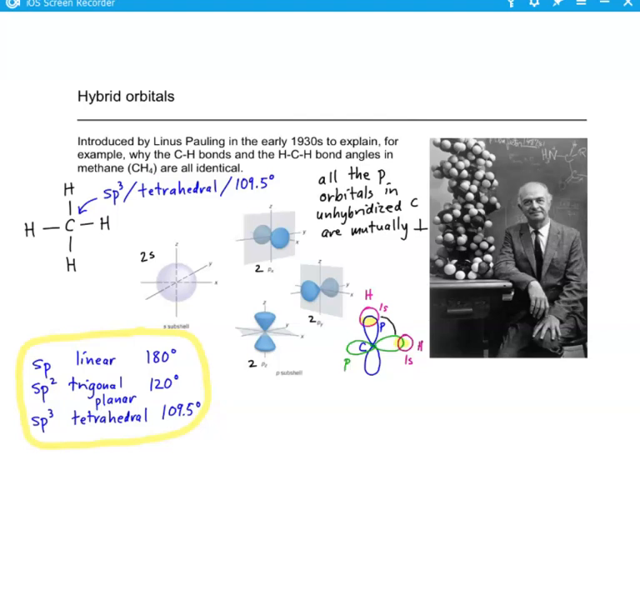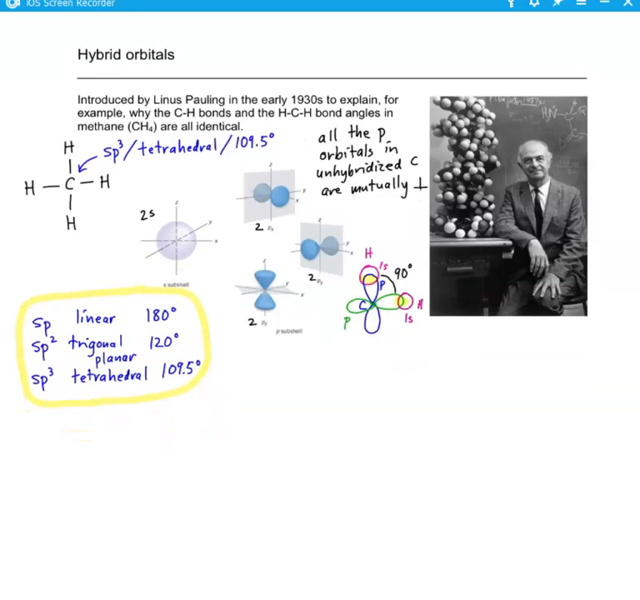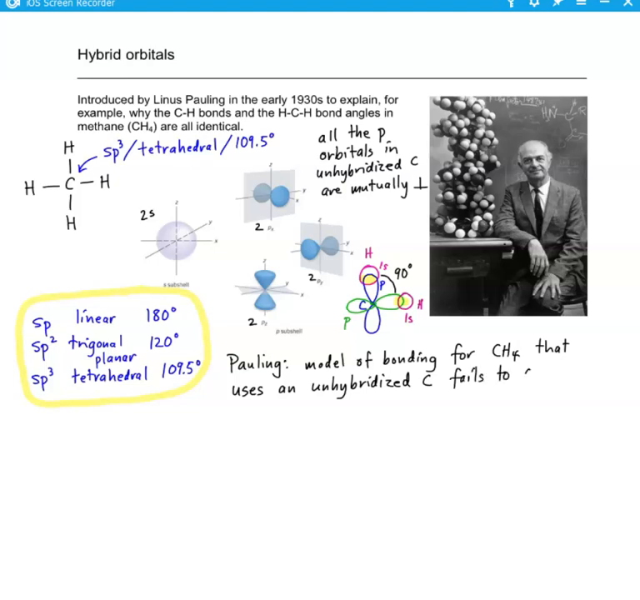But what Linus Pauling recognized is that that fails to predict correctly the HCH bond angle in methane. It would predict it as being 90 degrees because of the perpendicular arrangement, or the orthogonal arrangement, of the p orbitals in the unhybridized carbon. So what Pauling concluded here was that a model of bonding for methane that uses an unhybridized carbon would fail to correctly predict the bond angles in methane. So the HCH angles.